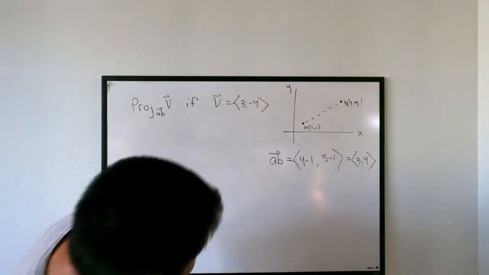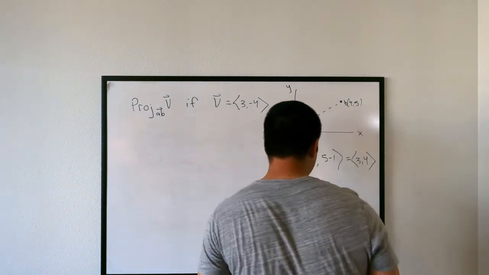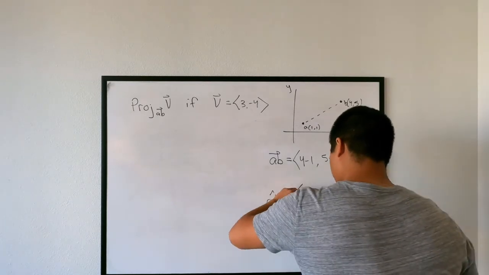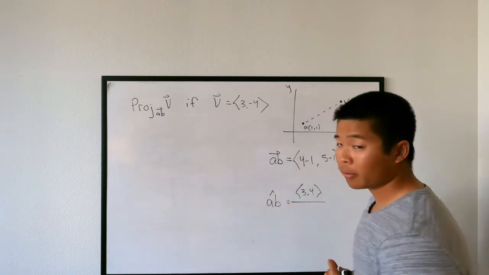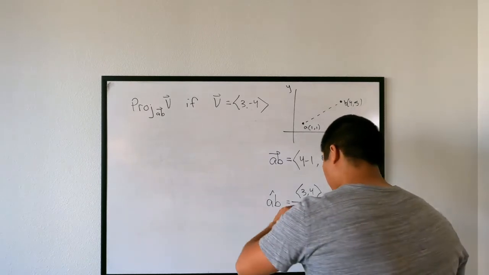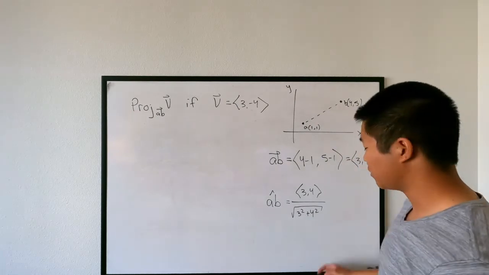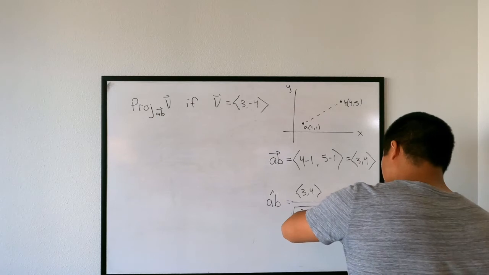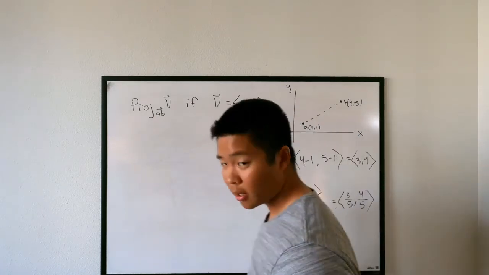So the unit vector for AB is going to be the vector AB divided by its magnitude, right? Which will be (3, 4) divided by the magnitude. Recall using the Pythagorean theorem, which would be the square root of the x component squared plus the y component squared. So it will be 3 squared plus 4 squared, which will conveniently give us 5 in the bottom. So we have (3/5, 4/5). All right, great.